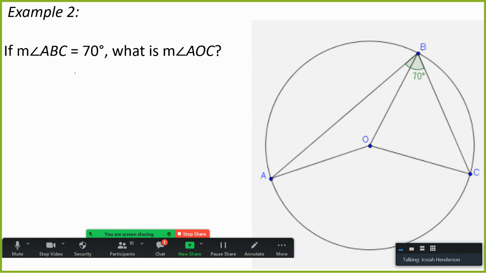Okay, if the measure of angle ABC is 70 degrees, what is the measure of AOC? And I've already marked it. A to B to C. So this whole spread right here is 70. And they're asking what is A to O to C. They're asking for this larger looking angle right here. That's AOC.